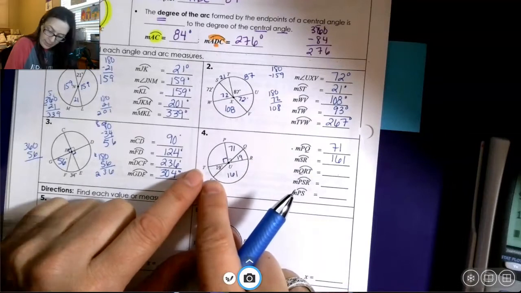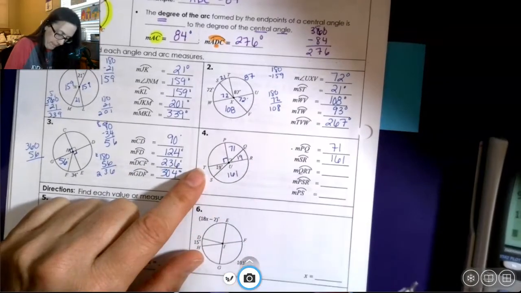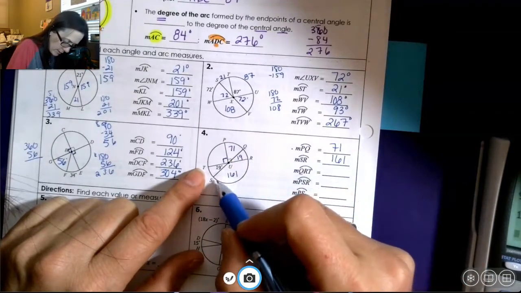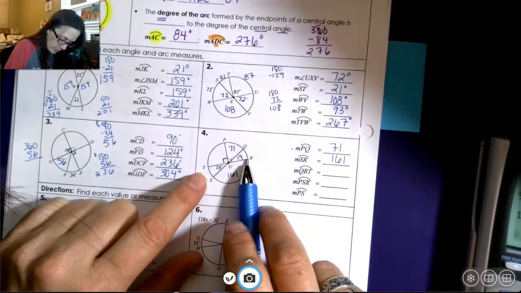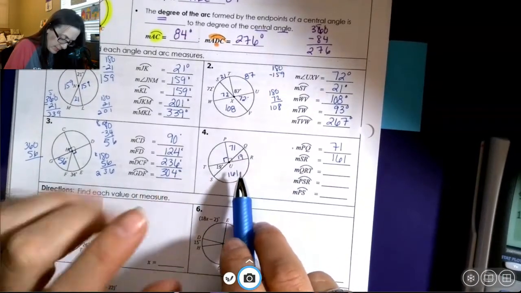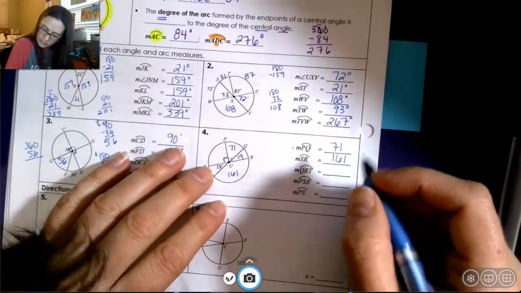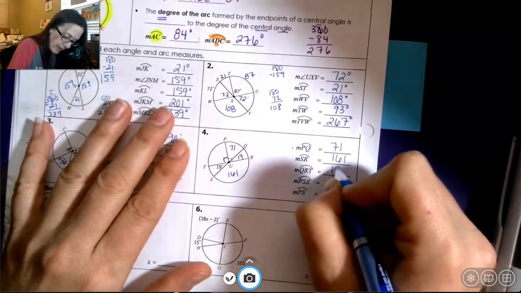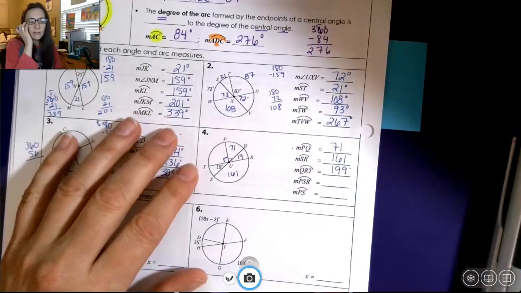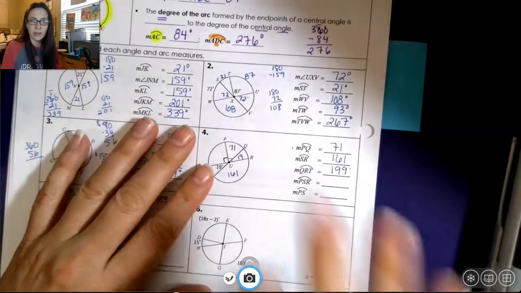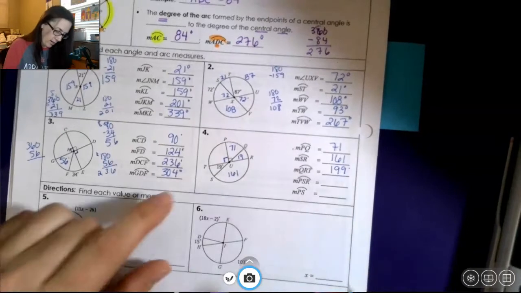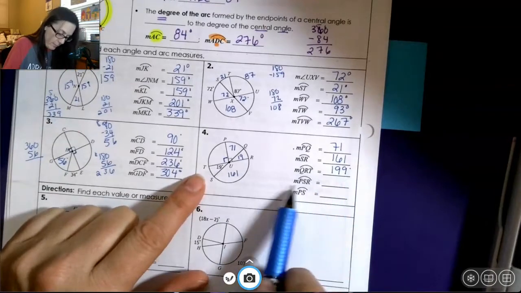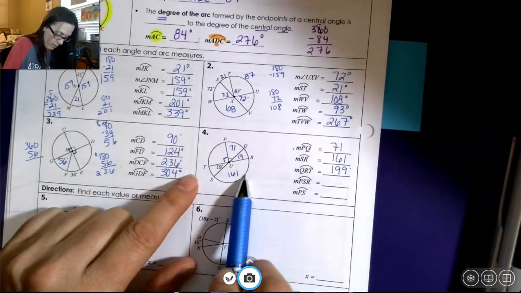QRT, 180 plus 19. 180 plus 19 is going to be 209. No, 199, sorry. 199, oh my goodness. 199. I'm tired. This is even the middle of the day. Sorry, oops. PSR. So this one again was 180 plus 19, 199.